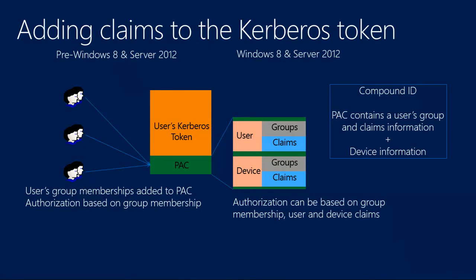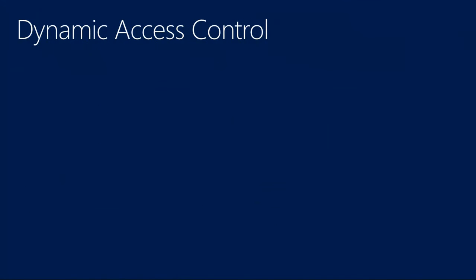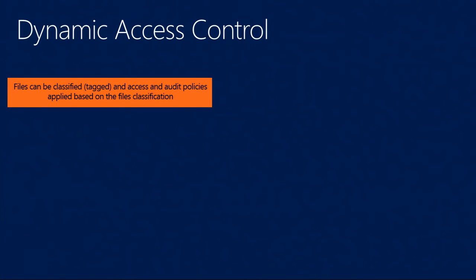But the fact you're a member of HR may well be in an attribute in the AD. So you can simply take that attribute value and place it into the Kerberos token. And it allows you to create a completely new access control model. So files can actually now be classified and tagged, and we can do this for access and also for auditing.